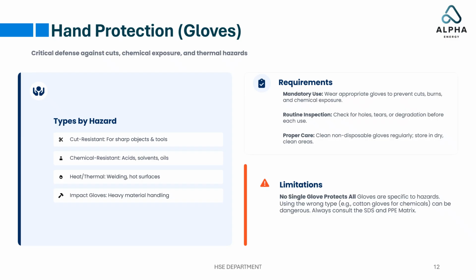Finally, it highlights a key limitation: no single glove protects against all hazards, warning that using the wrong type, such as cotton gloves for chemicals, is dangerous and that personnel should always consult the Safety Data Sheet, SDS, and PPE Matrix.